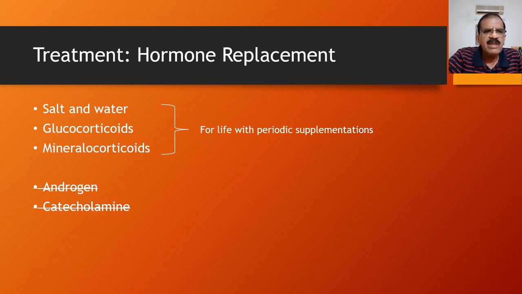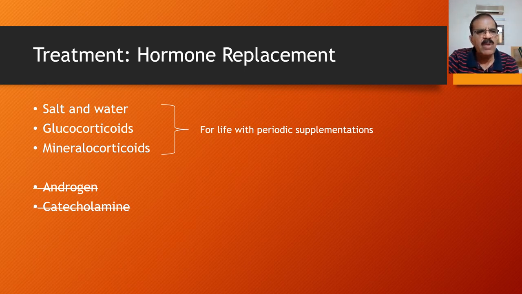And androgens in women, although they are essential, are usually not needed, but in some women they may be needed. If you want to replace androgen, it would be dehydroepiandrosterone. Catecholamines are not given. So all we need to do is to ask the patient to take plenty of water and salt and replace glucocorticoid in a physiological way.